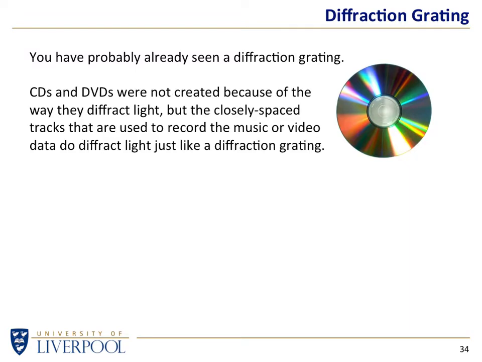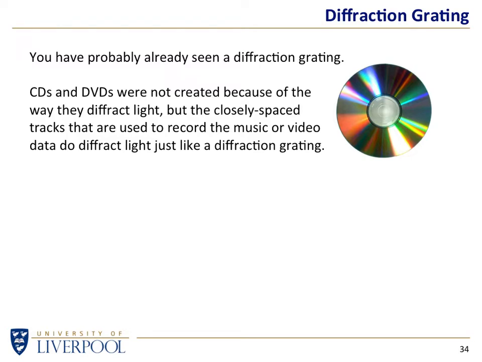For instance, a CD or a DVD is, in a sense, a diffraction grating. It's not made to be a diffraction grating, it's made to hold data, but the data is spaced by distances which are not so different from the wavelength of light. There are lots of parallel tracks on a CD or DVD, and hence they behave exactly the same way as a piece of glass or plastic which has been ruled with a lot of lines. You get interference from light combining from each of the tracks.